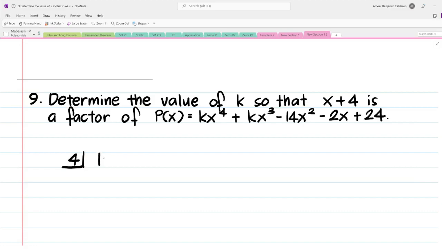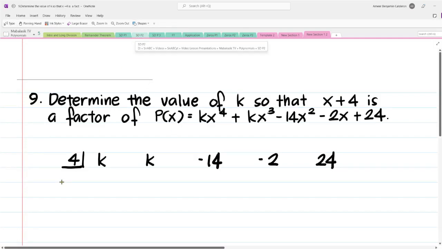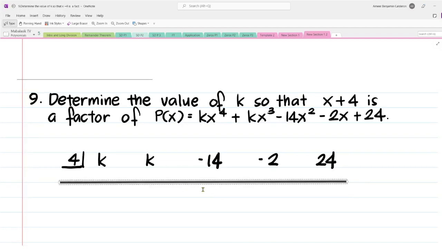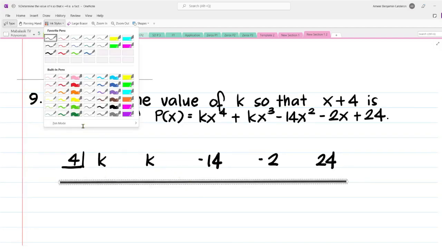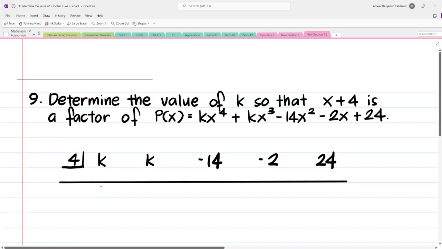So we have k here and another k there. We have negative 14. We have negative 2. And we have positive 24. Let us proceed to our synthetic division. So we will have here, bring down k times 4, that is 4k.